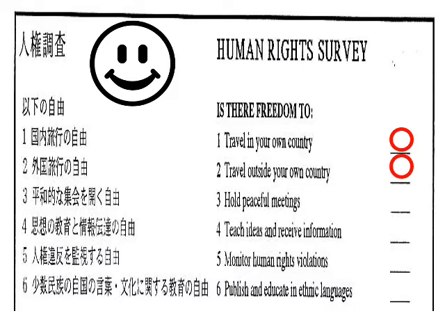No problem. Is there freedom to hold peaceful meetings? Of course there is. Freedom to teach ideas? No problem in Japan. Freedom to monitor human rights violations? Yes, yes, yes. Freedom to publish and educate in ethnic languages? Ethnic languages, what's that? Ainu maybe? Well, of course. So for some students, no problem at all. Yes, yes, yes, yes, yes. 96% for Japan.